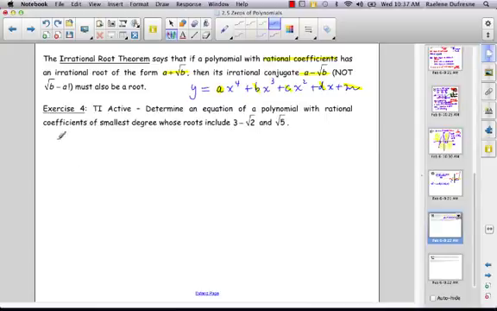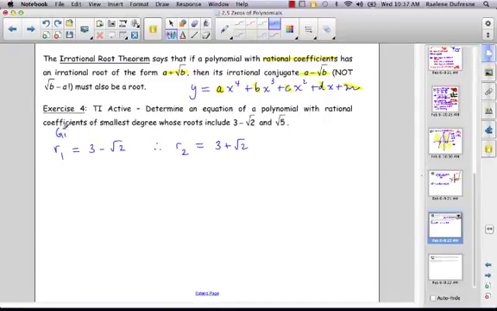Well, these are irrational numbers, so let's let one of the roots be called 3 minus the square root of 2. The irrational root theorem says that automatically a second root must be the irrational conjugate, where we change the sign of the irrational term. So 3 plus the square root of 2 must also be a root of the equation.